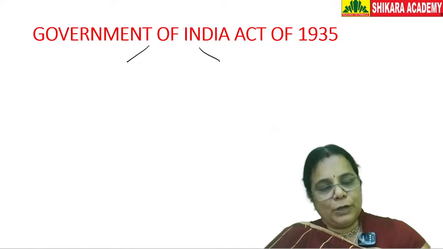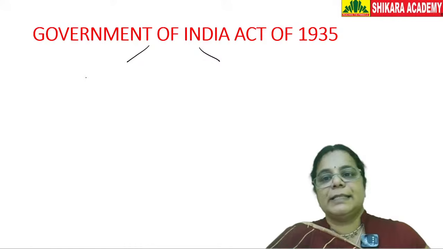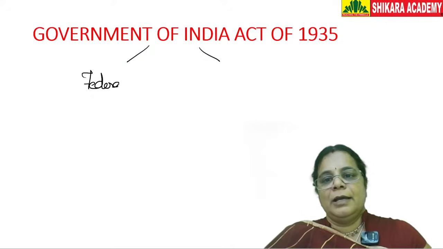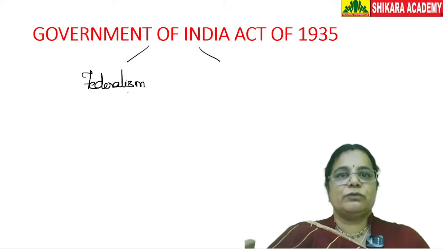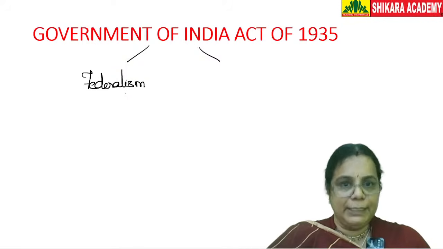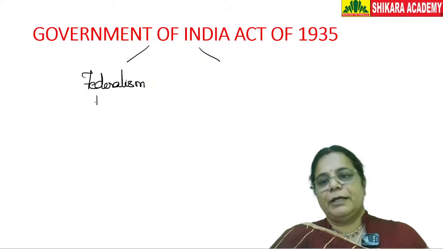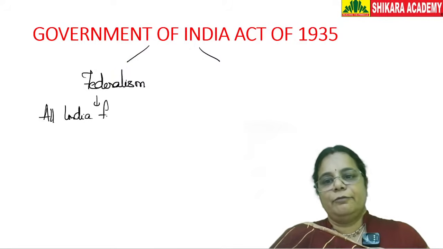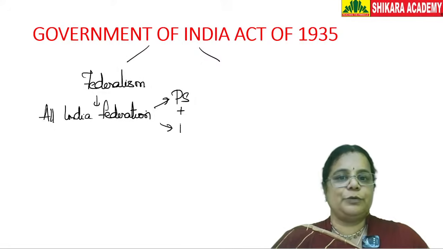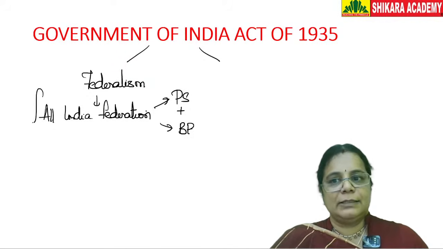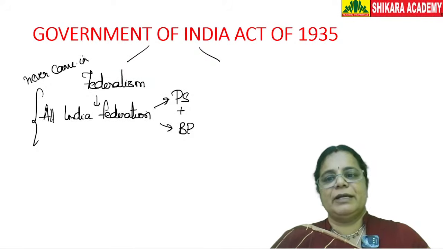Two major points apart from the remaining. One is it introduced a federal structure. It actually strengthened federalism in India. It ensured that the roots of federalism were very, very deep in India. How? It actually provided for an all India federation comprising the princely states and the British provinces. The fact remains that it never came into existence. It never came into being.